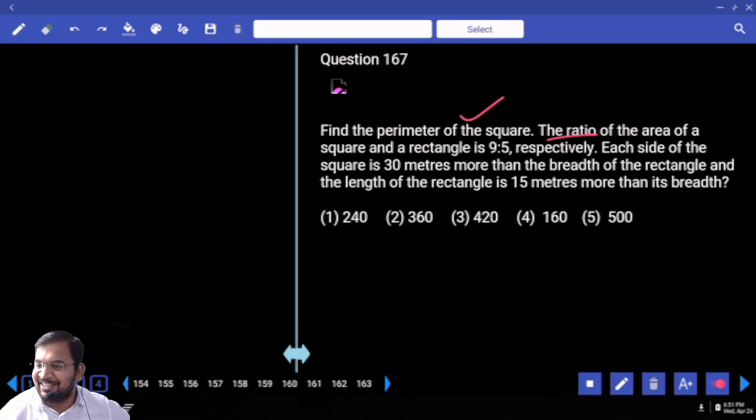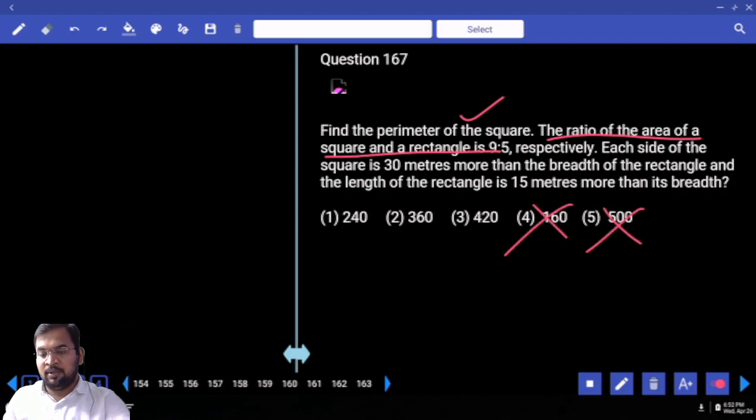The ratio of the area of the square and rectangle is what? Area of the square is 9 parts, so side is 3 parts. Then 4 into 3. Perimeter is nothing but 4 into 3, which is 12. Our answer is a multiple of 12. But how many options are there? 2 options are there. Okay, no problem.